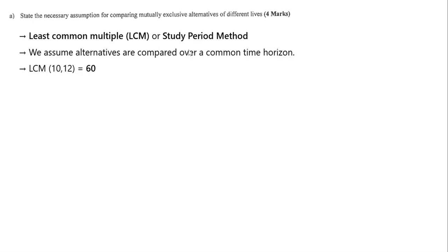As I told you, when we have different time periods, what is the necessary assumption if we want to compare them together? We have different methods: LCM and the study period method. But LCM, least common multiple, is the one we're going to use. We assume the alternatives are compared over a common time horizon. So the LCM of 10 and 12 would be 60. If we want to compare mutually exclusive alternatives, we have to use LCM.